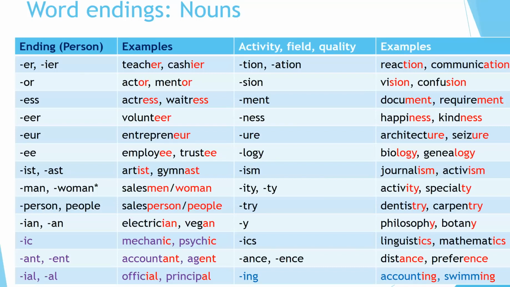ING, accounting, swimming. Again, the blue ones indicate that they can also be verbs. In this case, they're indicating nouns. For example, swimming is a fun activity.